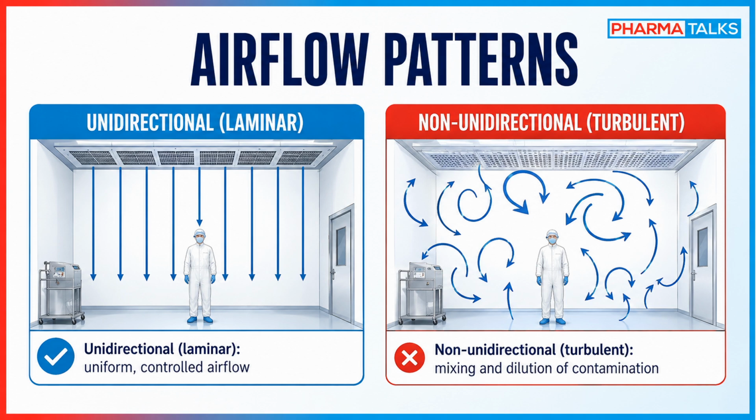Airflow patterns. Cleanrooms mainly use two airflow patterns: unidirectional or laminar airflow and non-unidirectional or turbulent airflow. Laminar airflow moves in a controlled and nearly uniform direction, helping carry contamination away from critical areas. Turbulent airflow mixes clean supply air with room air to dilute contamination before it is removed. The correct pattern depends on the room grade, the process, and the sensitivity of the product.